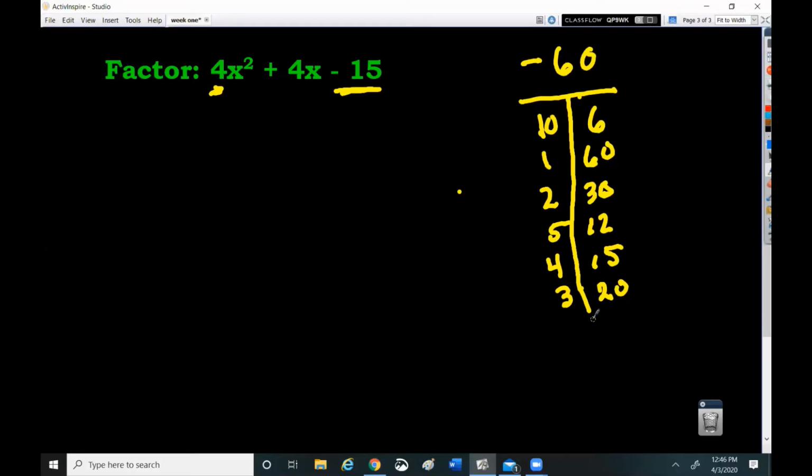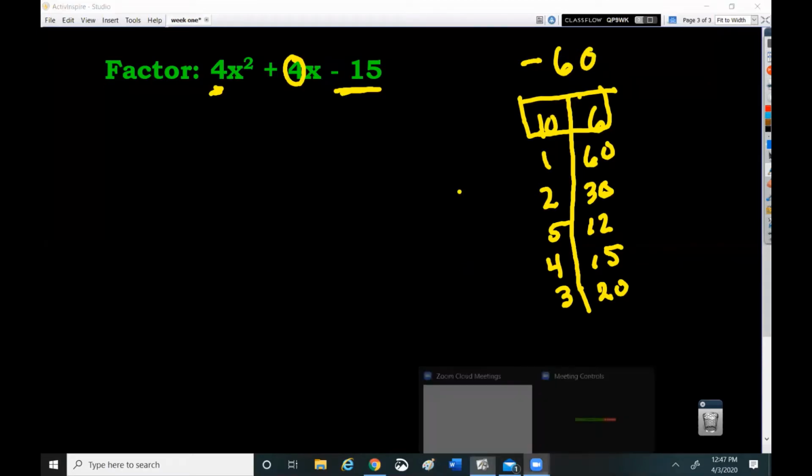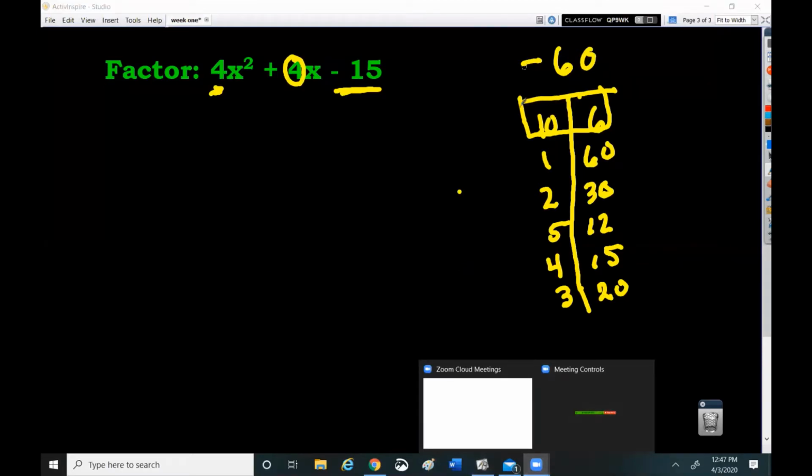Now, I want to know which pair of these numbers are 4 apart. 10 and 6. And I will tell you right now, for the most part, the first one is probably the first one that y'all think of. The first one is probably the one that we're going to get.